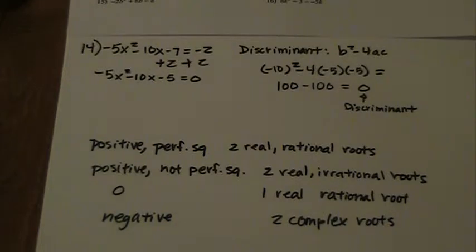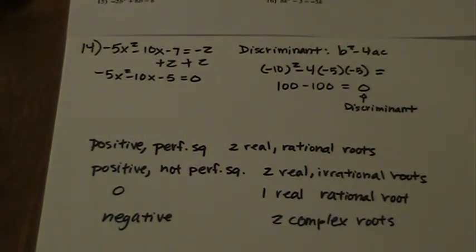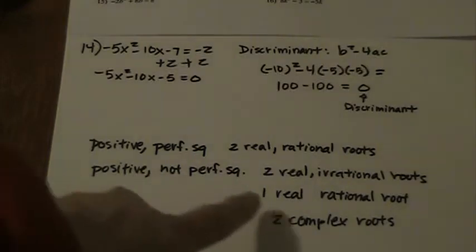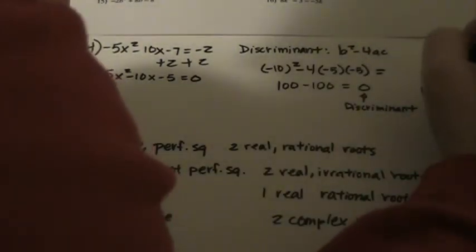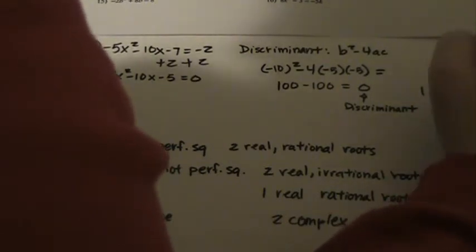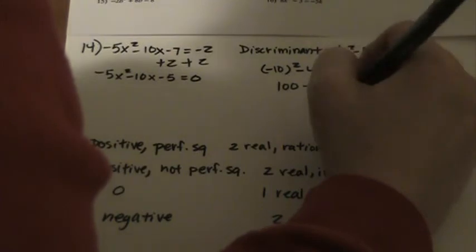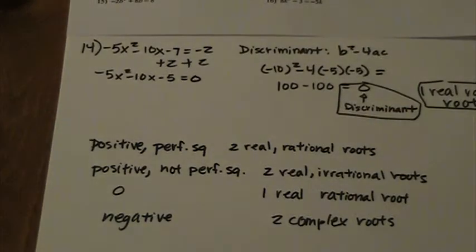So let's go back to number 14. Our discriminant was 0, so that's half the answer. That's our discriminant. And then state the number and type of solutions. Well, if it's 0, that indicates 1 real rational root. So that means 1 real rational. And I can write root or solution. So those 2 things are my answers.